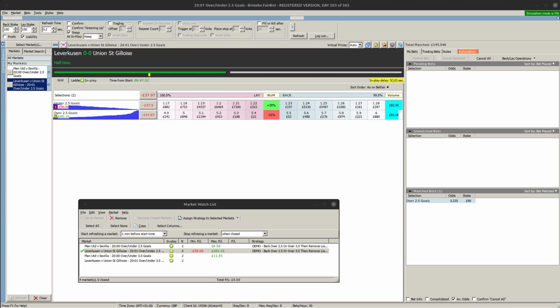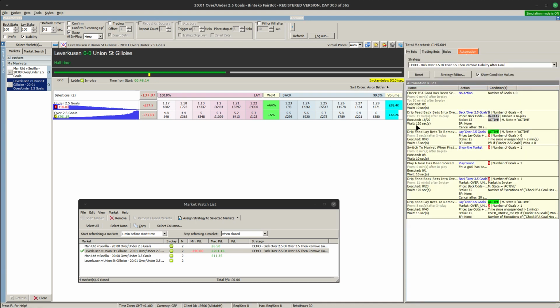Okay, that's half-time at Leverkusen, and as you can see, it's still 0-0. One thing to note is that we've only got £90 into the market, I should say. So there's another £10 to go in. That should still be going in once every 2 minutes. There's nothing to stop it. It's still active and it's still in play, obviously.